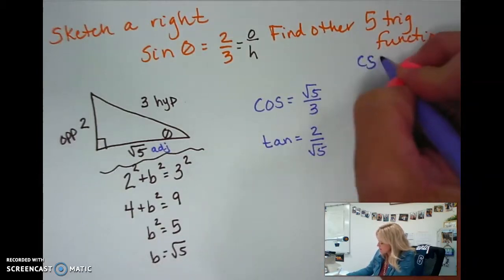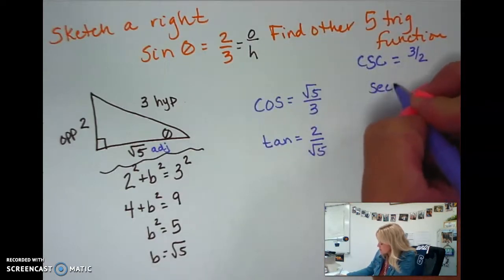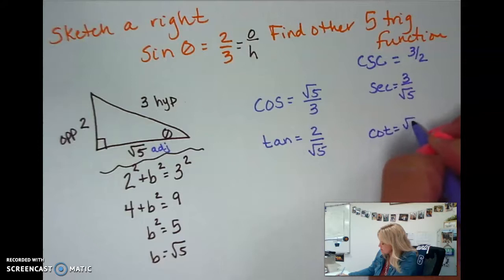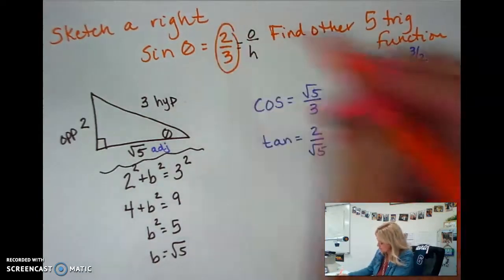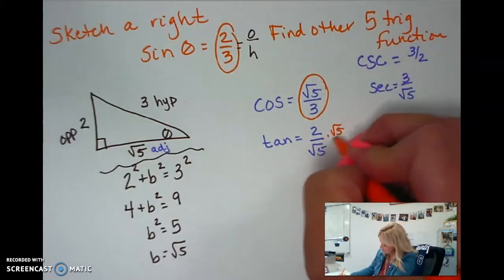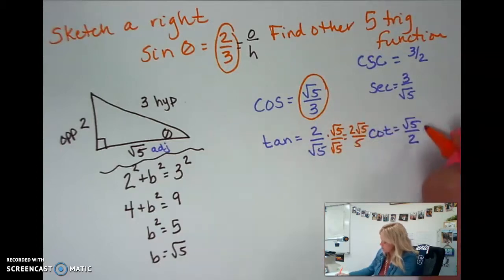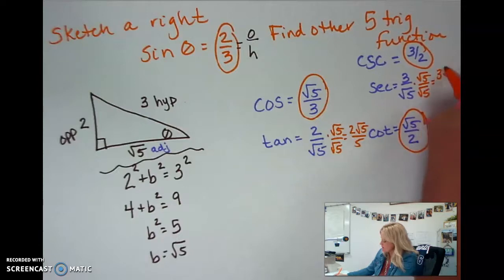The cosecant is the reciprocal of sine, so 3 over 2. The secant is the reciprocal of cosine, and the cotangent is the reciprocal of tangent. Now, it's up to you when you want to do some rationalizing. Sine was already done. Cosine is done. Tangent, I have to multiply top and bottom by the square root of 5, and I have 2 square roots of 5 over 5. Cotangent is already done. Cosecant's already done. But the secant, I have to multiply top and bottom by the square root of 5.